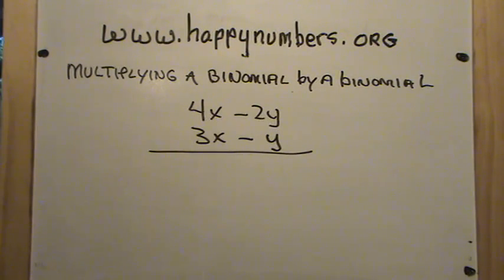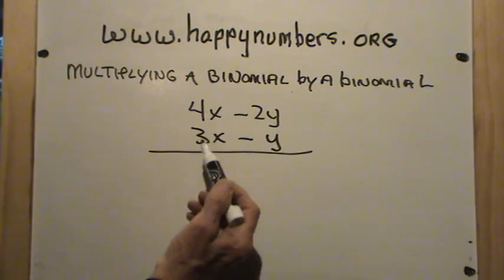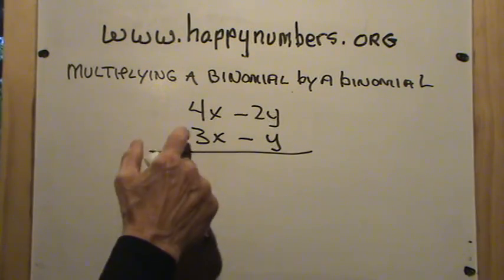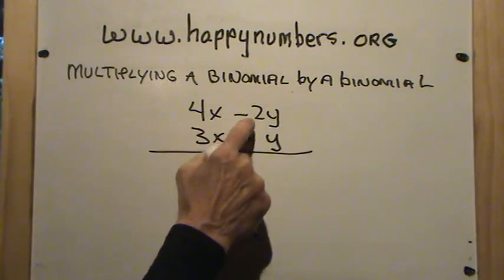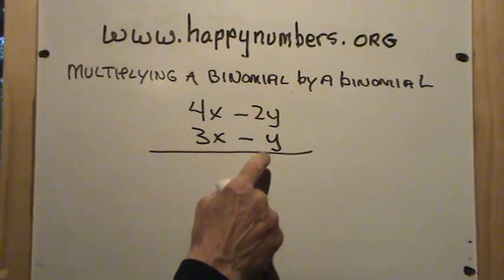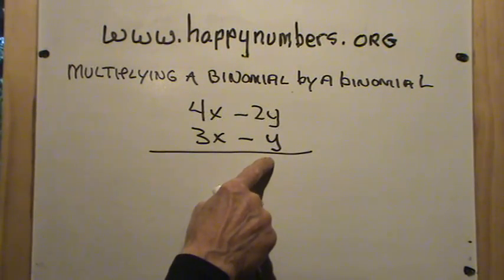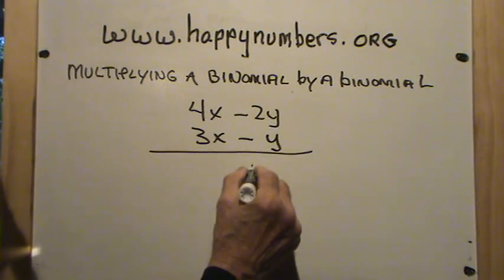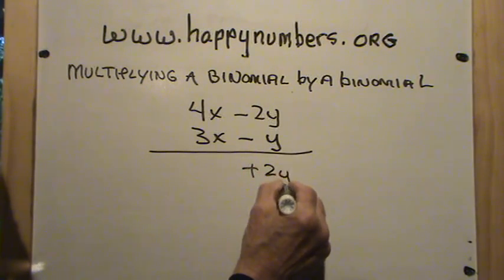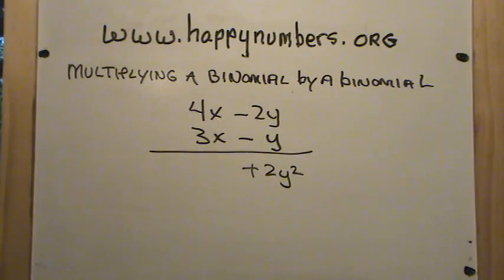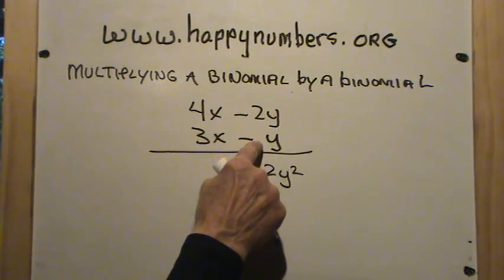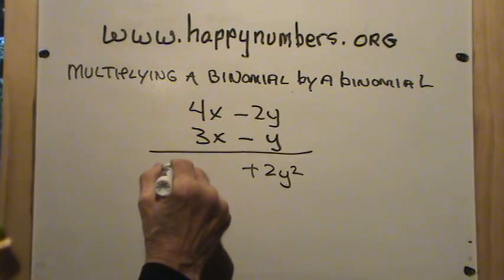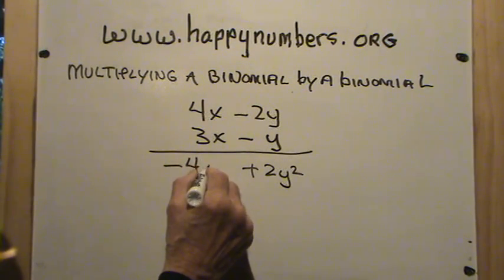Okay. Well, we have two binomials, a top one and a bottom one. We know we have to multiply both terms in the top binomial by the first term here. So we know this is a 1y, negative 1y, times negative 2y would give me positive 2y squared. Negative 1y times positive 4x would give me a negative 4xy.